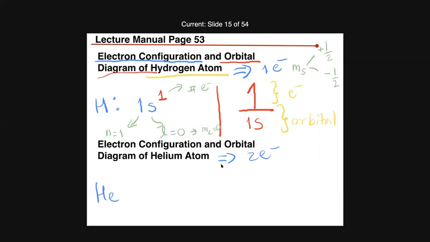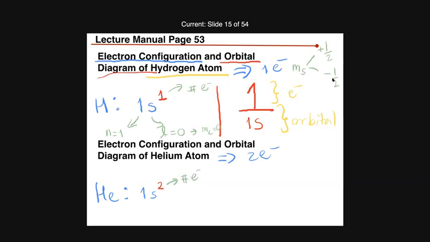Because helium has 2 electrons, therefore, again, 1s contains 1 orbital that can fill 2 electrons because there are 2 possible values of m sub s. Therefore, in this case, you are going to be able to fill a maximum of 2 electrons in the s orbital. Okay, so we can fill 2. So again, this number 2 refers to the number of electrons.